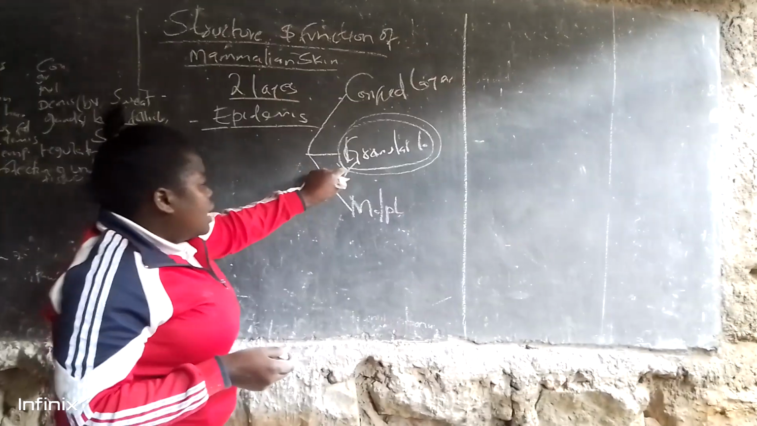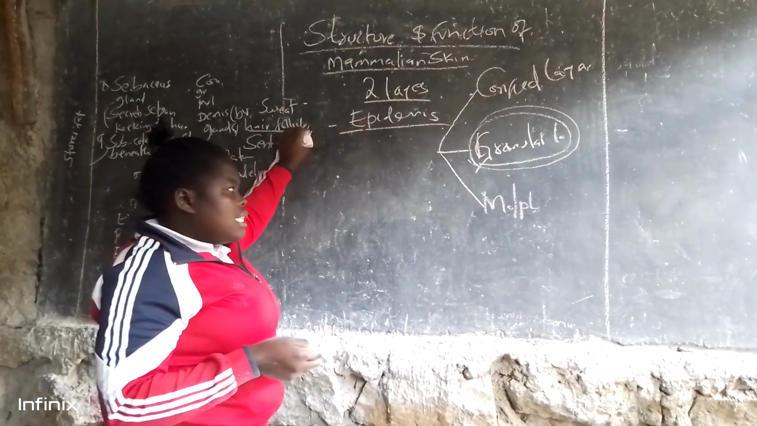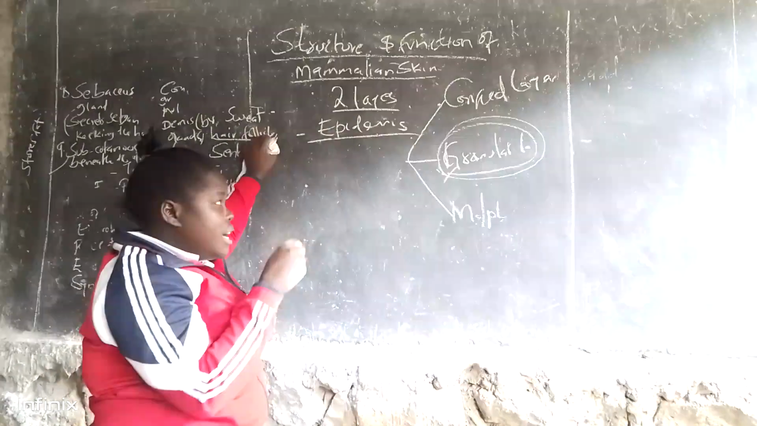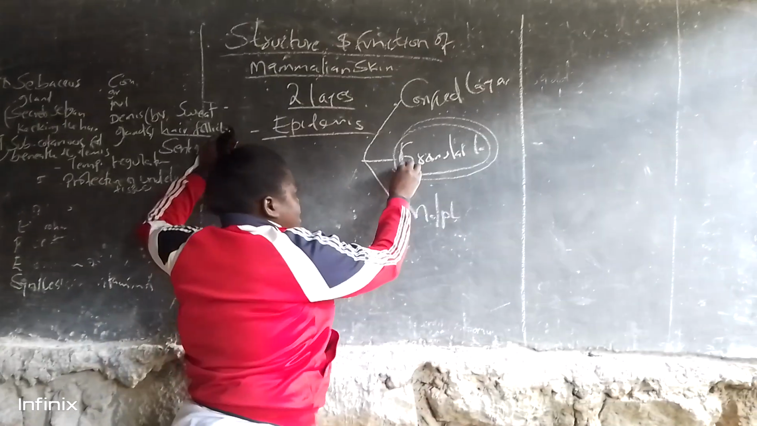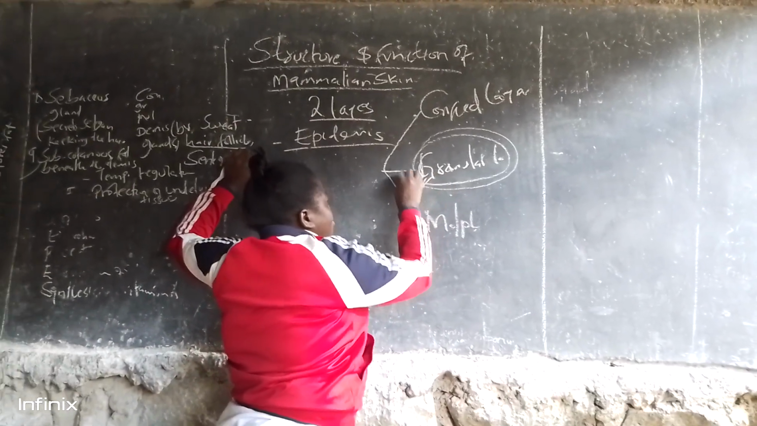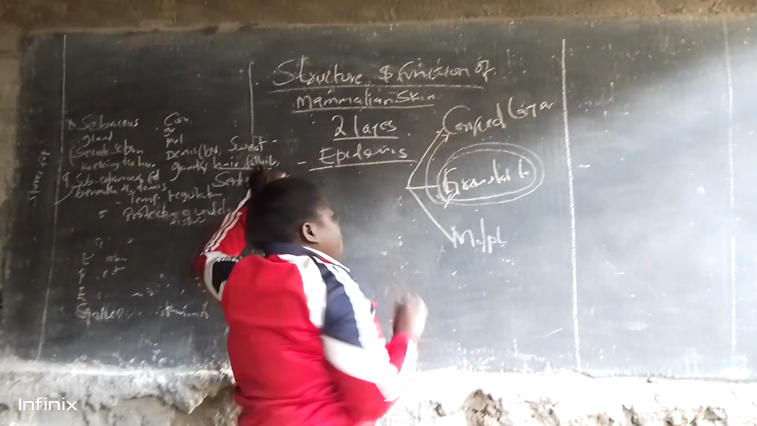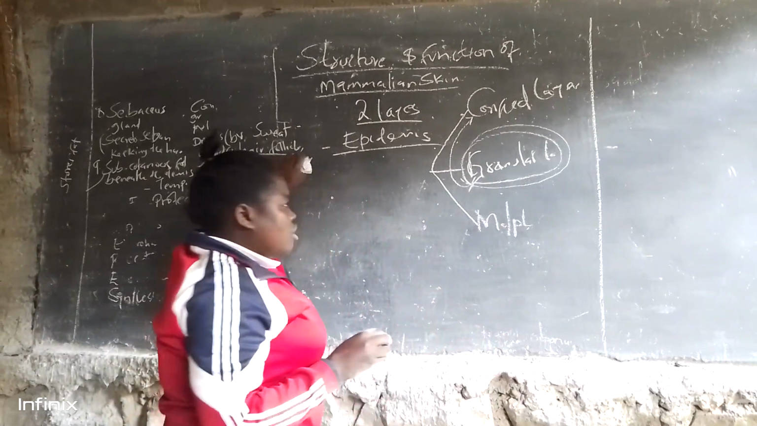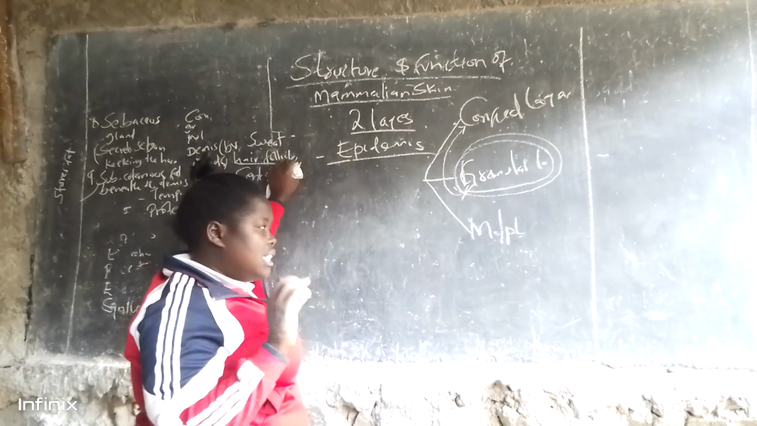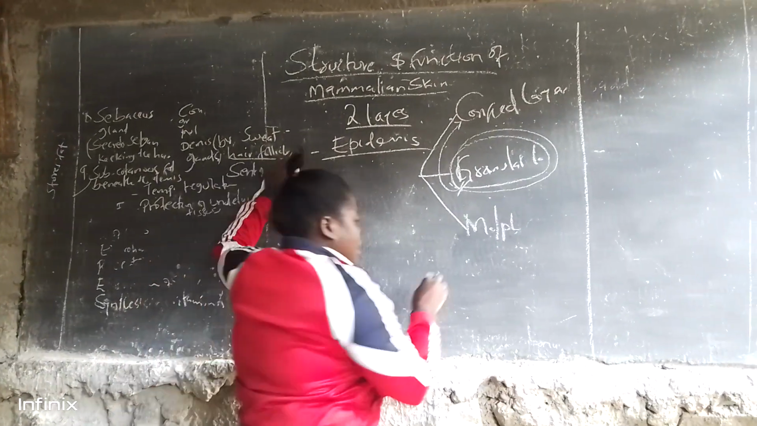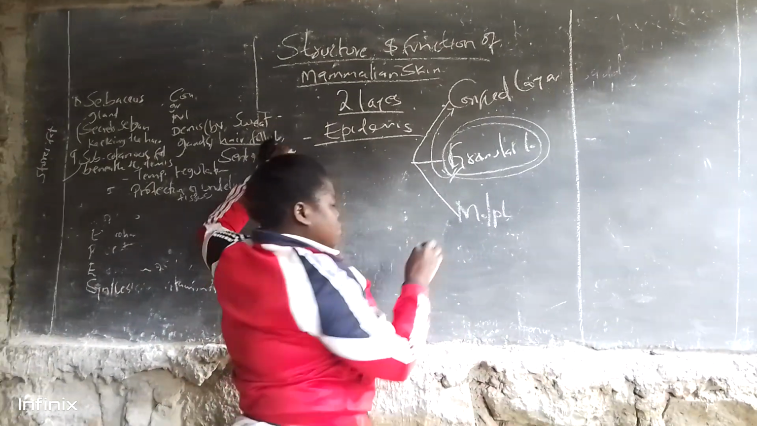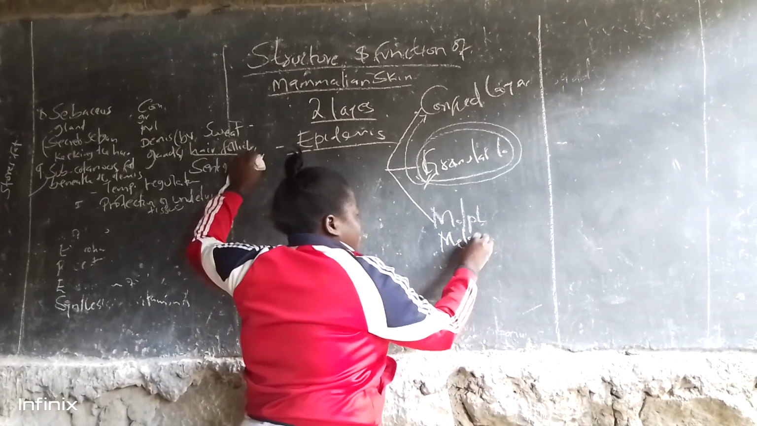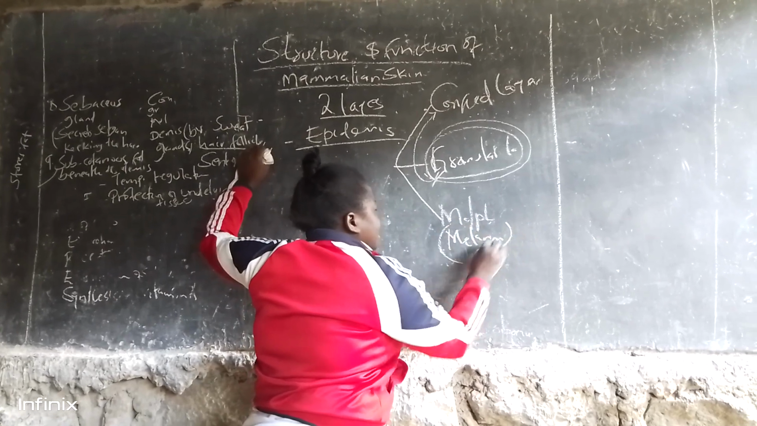When we talk about the granular layer, we said that it consists of live cells. When they die, they form the cornified layer. So the dead granular layer forms the cornified layer. Then we have the malpighian layer. The malpighian layer also consists of live cells, and this part of the epidermis is where we find the melanin. The melanin gives the skin its color.